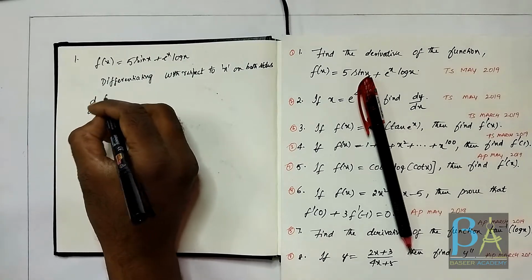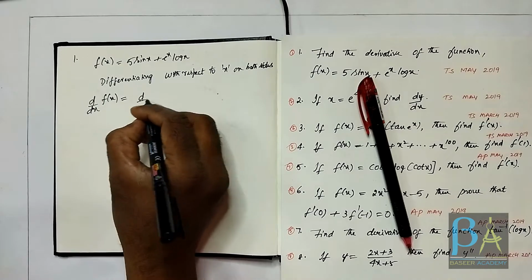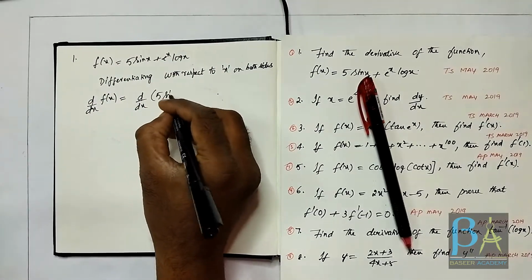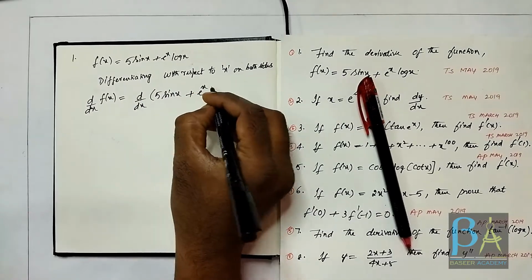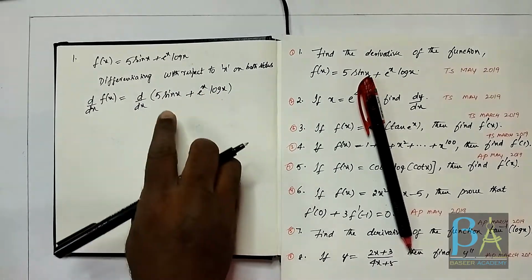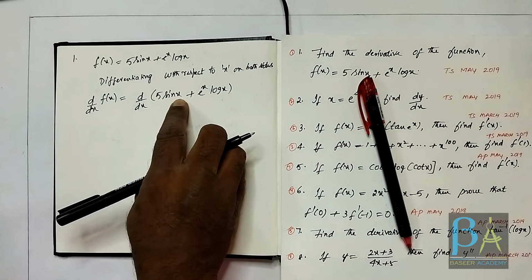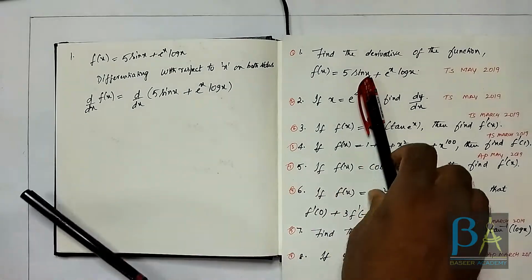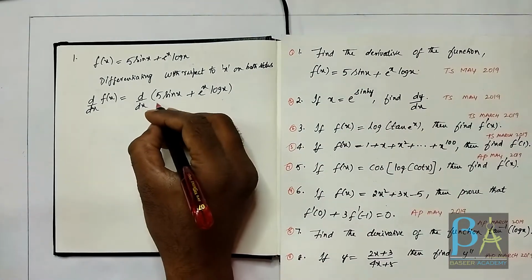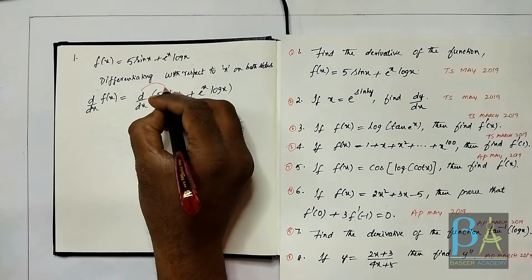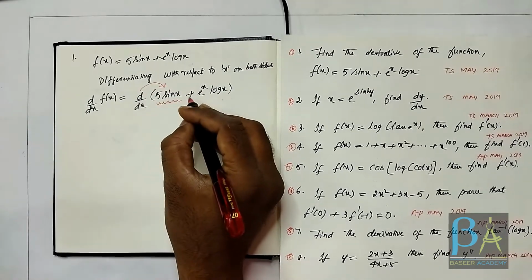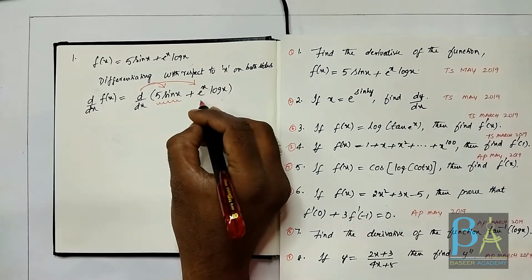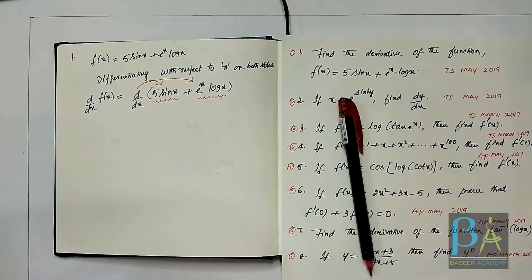Now I'm differentiating the left hand side, which is f of x, and then I am differentiating the right hand side, which is 5 sine x plus e power x log x. Now since I have 2 terms here, 5 sine x is my first term and then e power x log x is my second term, I am going to distribute the differentiation to both the terms. I'll keep a plus sign between them.